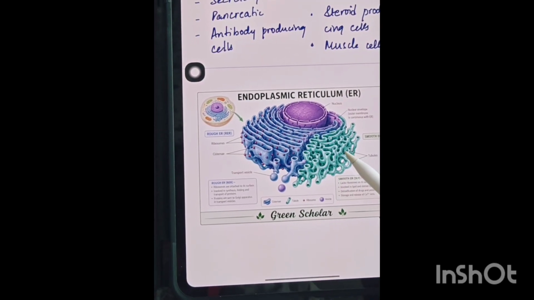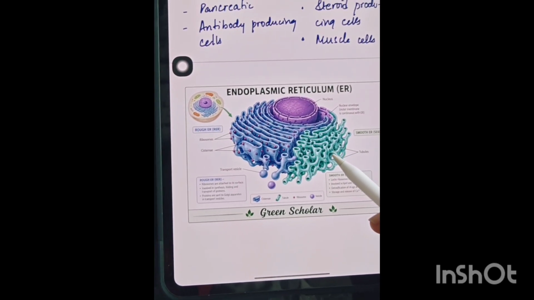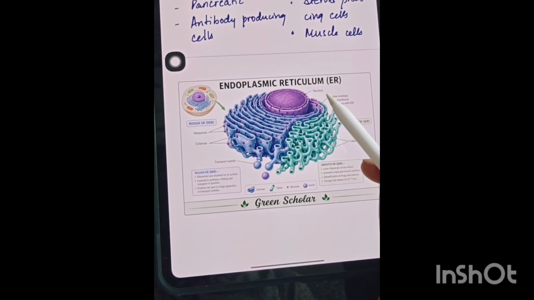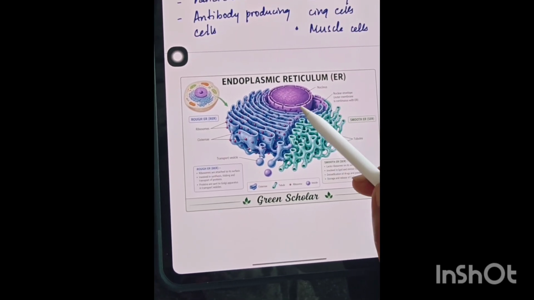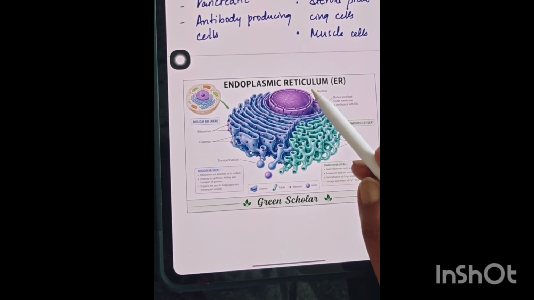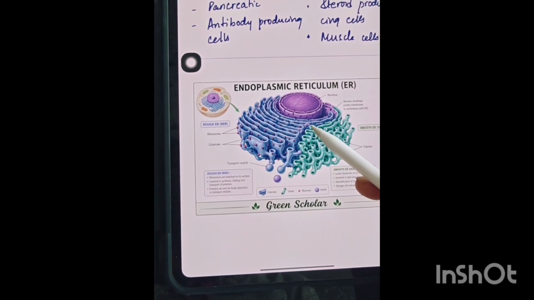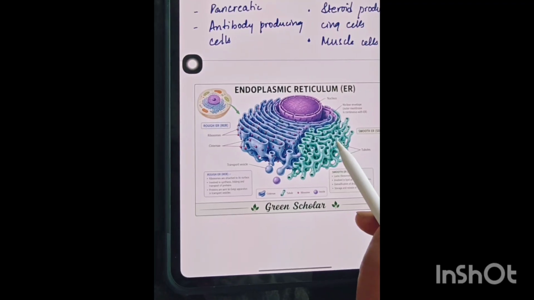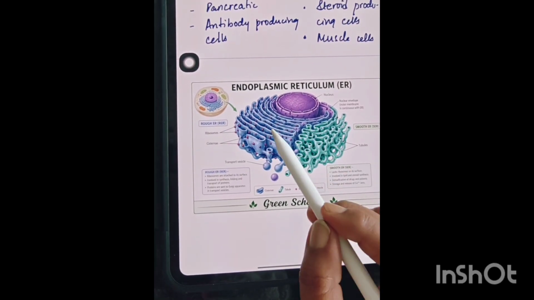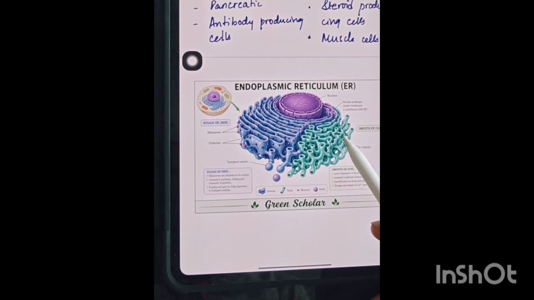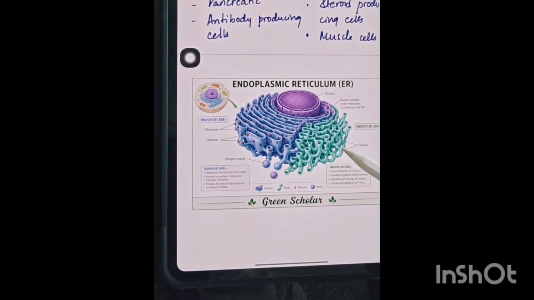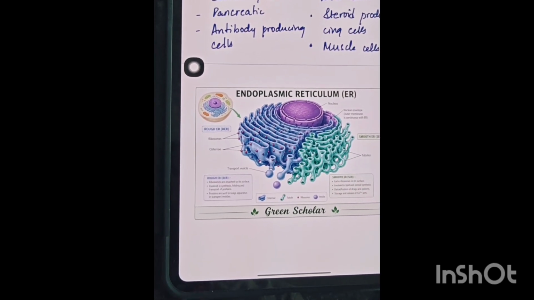In your exam, the question may be asked about either the functions or the structure of the endoplasmic reticulum. If the structure is asked, you need to mention the three components, cisternae, tubules and vesicles, and the two types based on the attachment of ribosomes, that is rough and smooth endoplasmic reticulum. We will discuss the functions in more detail in the next video.